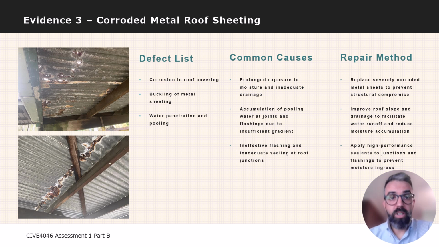The roof covering defect, characterized by corrosion and buckling, necessitates a comprehensive repair strategy to restore structural integrity. Remediation works would include replacing the corroded metal sheets, applying corrosion-resistant coatings on the good areas, and improving the drainage system to prevent any water pooling.